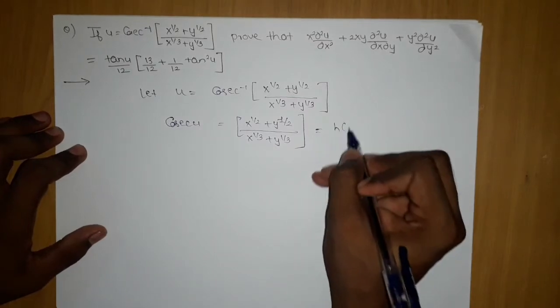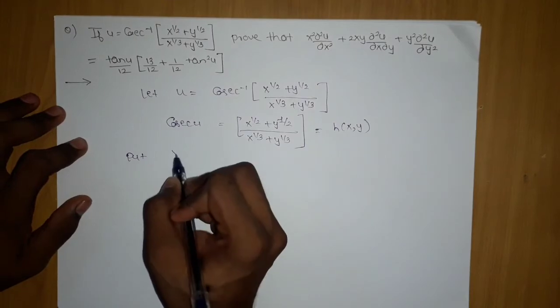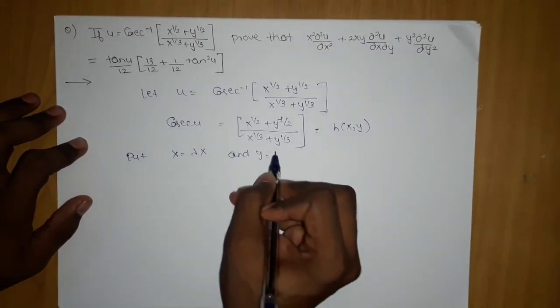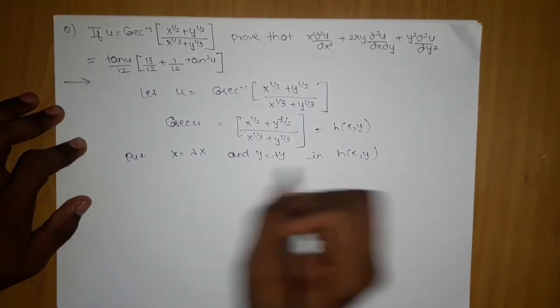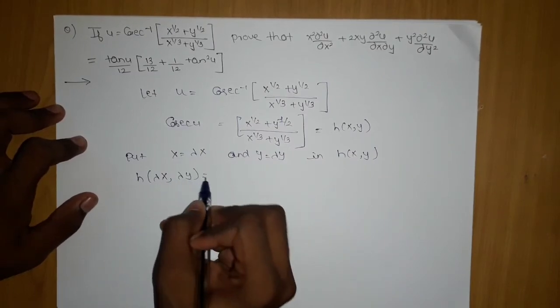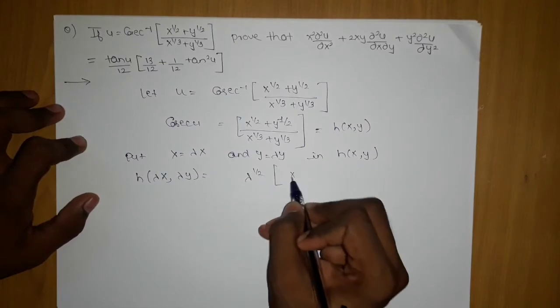Let's call it H of x comma y. After doing this, put x equals lambda x and y equals lambda y in h of x comma y. The moment you do, you will get h of lambda x comma lambda y equals, I am going to take lambda to the power 1 by 2 outside simply.